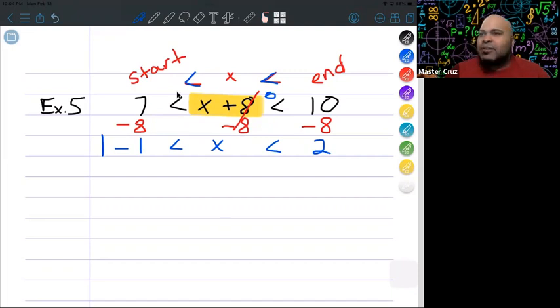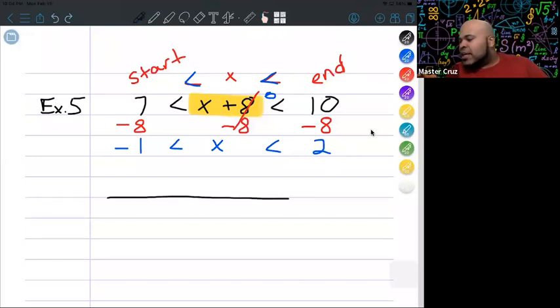Well, I'm not going to box it yet. What I want you to see right now is that this is the number where you start, and this is the number where you end. So if I were to graph this, check it out. I'm going to have a number line. I'm going to have a zero here.